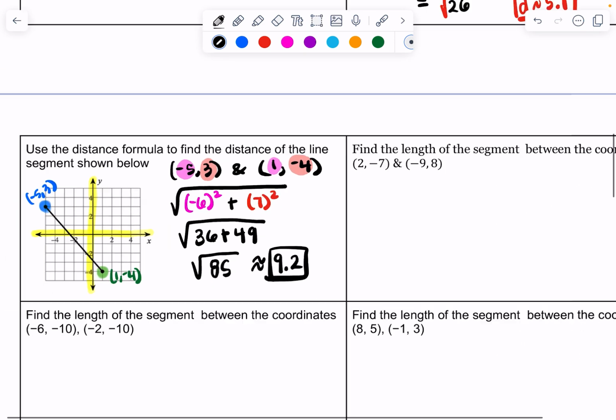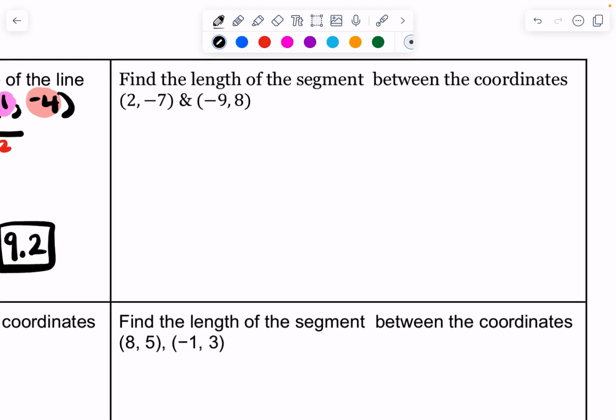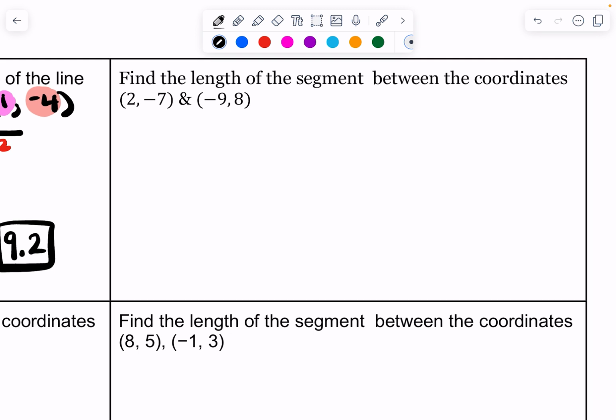All right, we have 3 more examples, and then we'll be done with notes. Okay, so it says find the length of the segment between the coordinate points. So this time it's not on a coordinate plane. So again, we'll do the difference of our x's. So that is 2 and -9. So I'm going to do 2 minus -9. And that's going to give us +11.